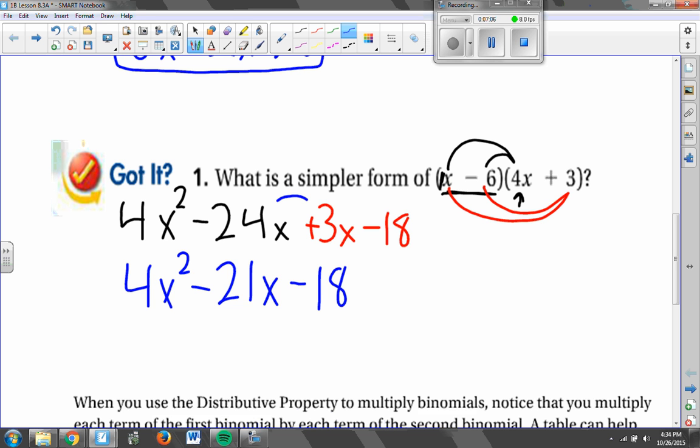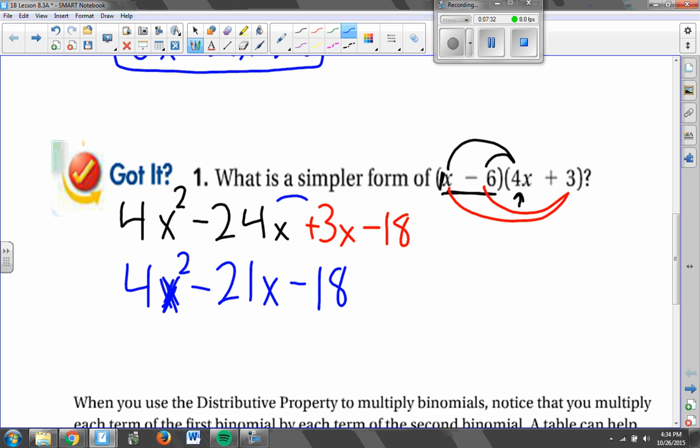4x squared minus 21x minus 18. Hopefully that makes sense, what I'm doing there. Some double distributive properties, basically, and then combining like terms at the end. If you have questions about either of those, please make sure you ask me in class tomorrow before you start your practice problem set. Okay?